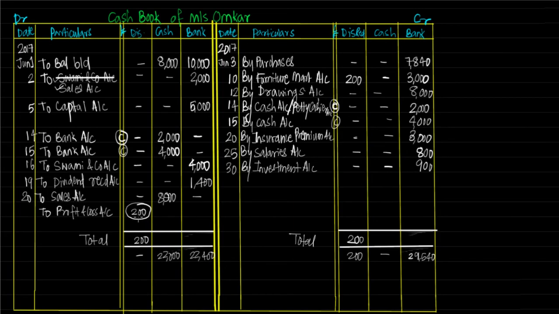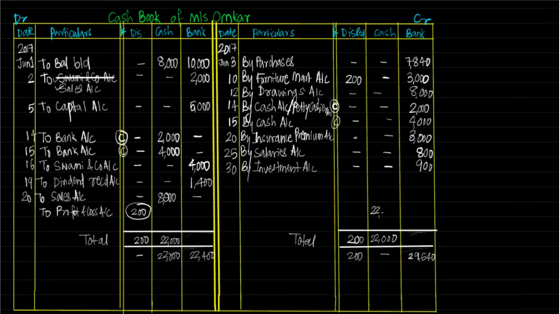Logic of this entry would be, as per nominal account rule, debit all expenses and losses, credit all incomes and gains. So discount received is income for us, so we are giving its effect in profit and loss account. It is the transaction of final accounts, so this concept will get more clear when we will solve example on final accounts. Next is cash, 22,000, 22,000.